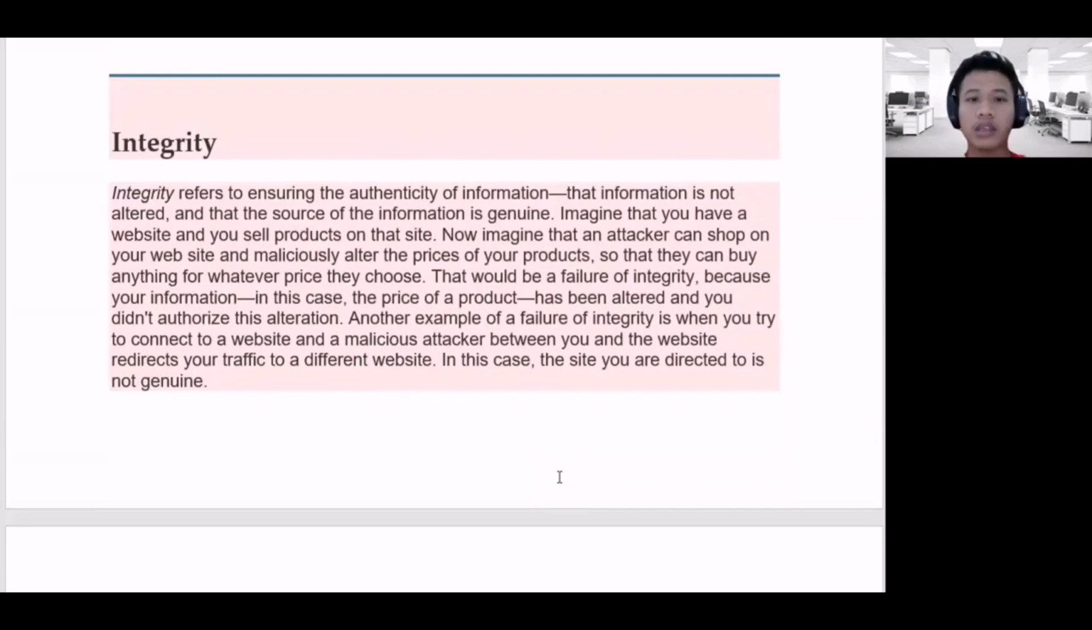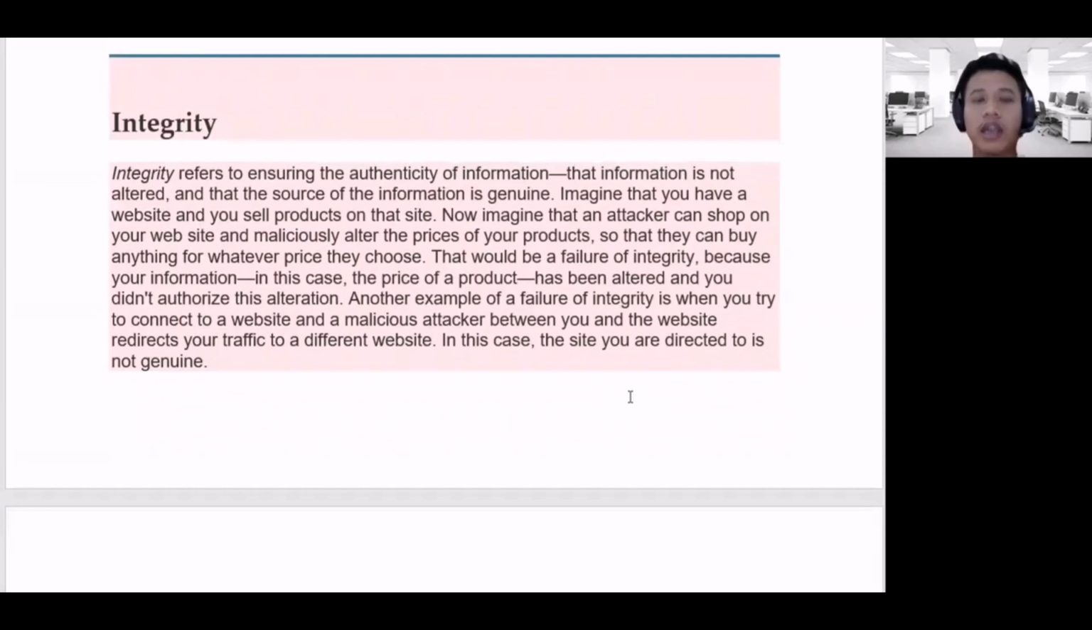Integrity refers to ensuring the authenticity of information, which is that information is not altered and that the source of the information is genuine. Imagine that you have a website and you sell products on the site. Somehow an attacker comes to attack your website and alters the price that you have already given on your website, and buys with the price that the attacker wants. It is so harmful, so this goal should be in network security.